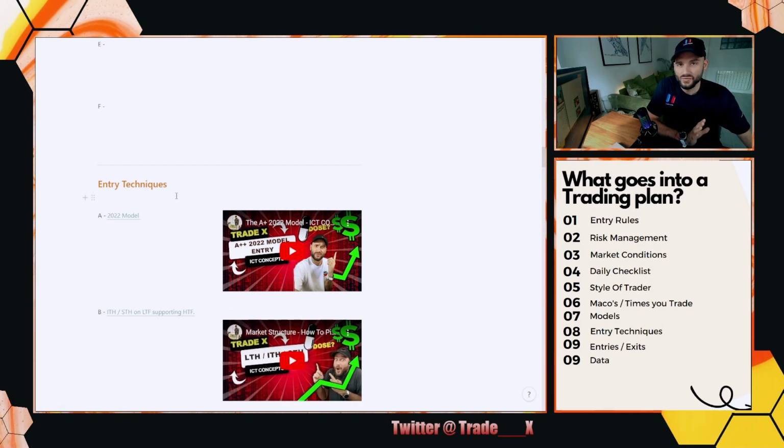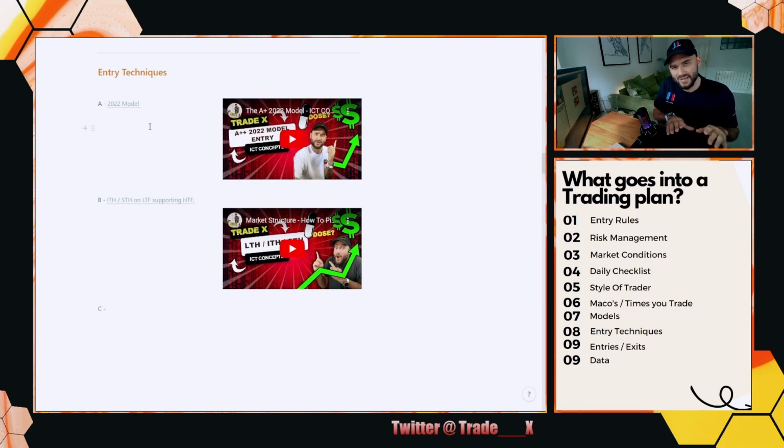Then you want to look at your entry techniques. So are you looking for 2022 models? Are you looking for a breaker block? Are you looking for an IFVG entry? All of that goes in here. And you want to annotate very, very briefly what a 2022 model is, okay? It doesn't need to be too specific at this stage, but you want to annotate it in there, okay?